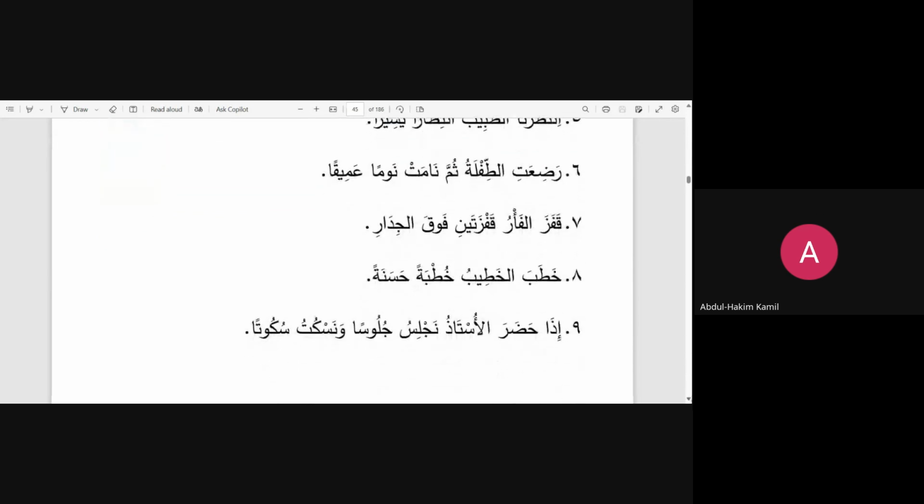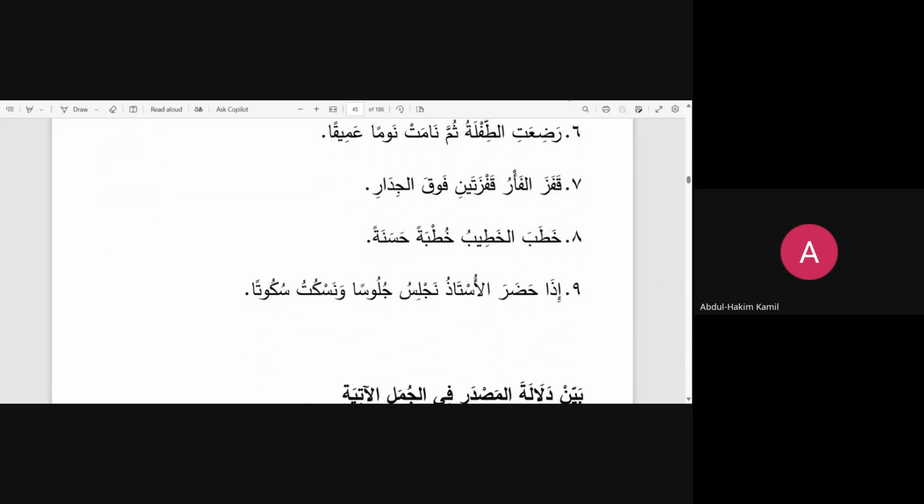Is it tawkid? Is it bayan al-adad? Is it bayan al-naw? بيان العدد. Bayan al-adad. So when you want to explain bayan al-adad, the number somebody did something, the number of times the fi'l was done, you have to come with the masdar, then that.